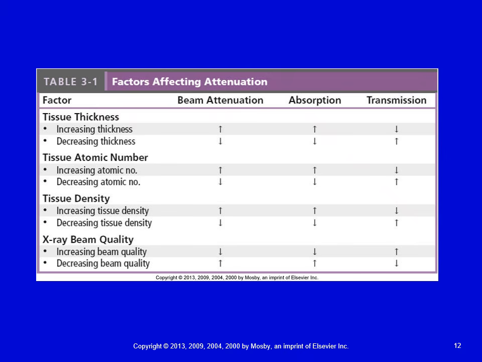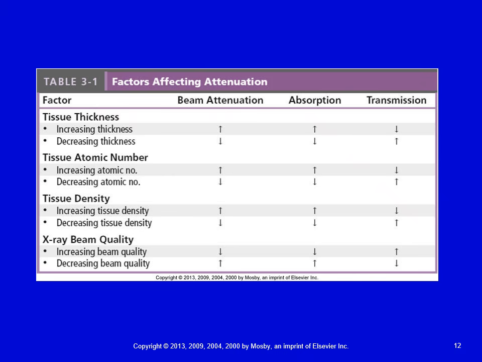For decreased atomic number, we said we're looking at air-filled organs. They will attenuate and absorb less of the X-ray beam. And if they're attenuating and absorbing less of the X-ray beam, that means they are letting more of the X-ray beam out to interact with our image receptor.